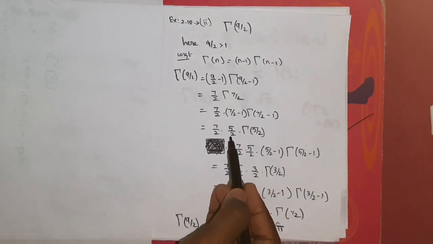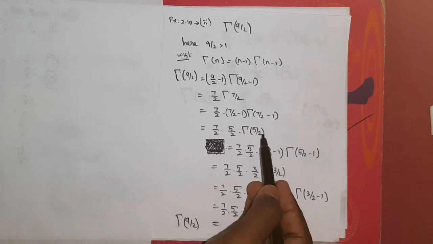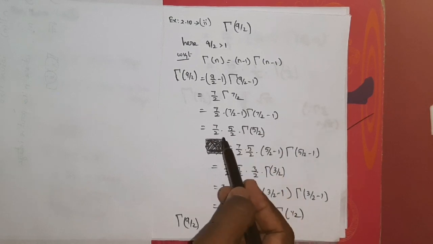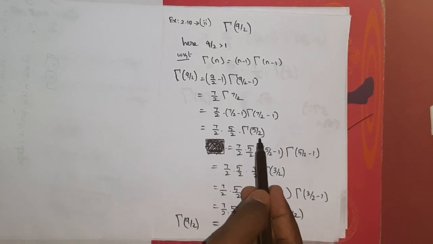When you solve this you get 5 by 2, the same, only here, gamma of 5 by 2. Right. Again we have to solve this gamma of 5 by 2. So keep the front two values, 7 by 2 and 5 by 2, the same. Now solve for this part alone.